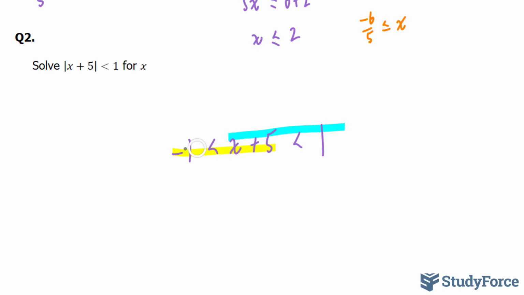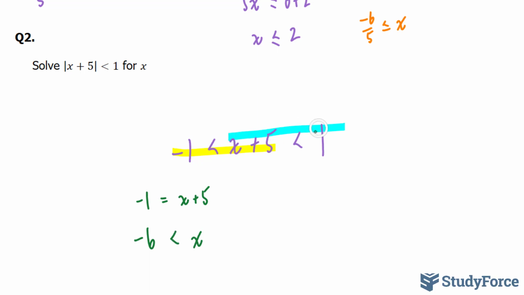We'll start off with this expression. Negative 1 is equal to x plus 5. Solving for x here, bringing this 5 over makes it negative. And so we're left with negative 6 on the left side. And on the right side, we're left with x, where x is greater than negative 6.